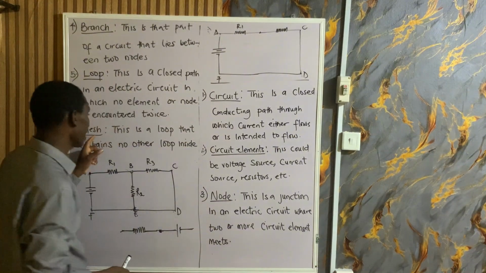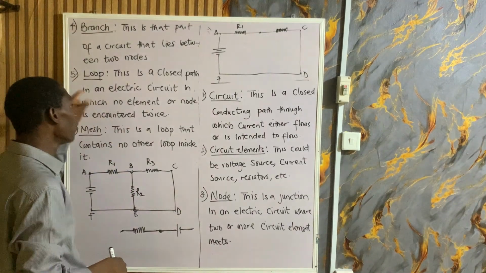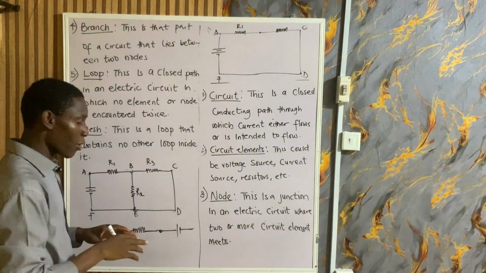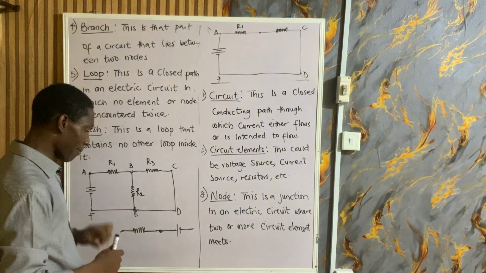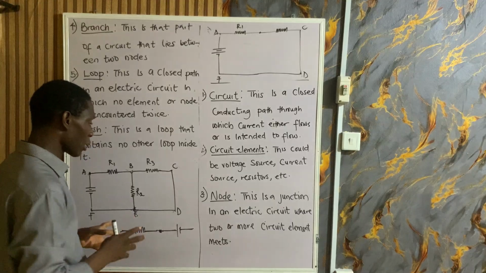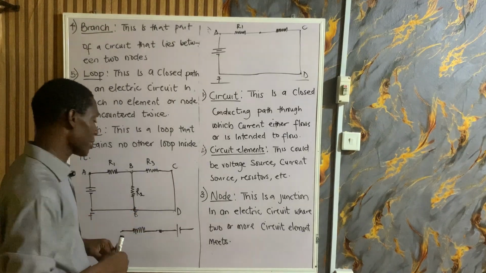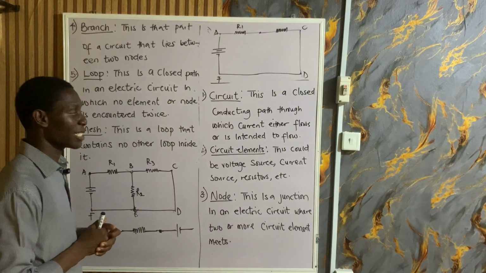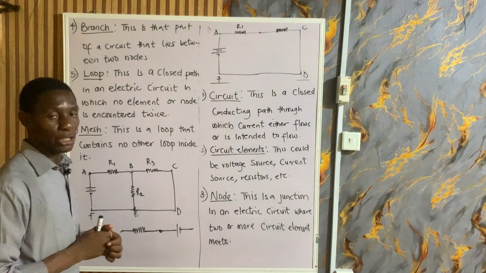So that's what we're trying to say here, that a mesh is a loop that contains no other loop inside. But a loop might contain smaller loops inside or not. So otherwise, a loop is actually a mesh. Just that a mesh cannot contain other smaller meshes inside, while a loop can contain smaller meshes inside it. So that's that about these terminologies. The next thing we're considering now is Kirchhoff's law.